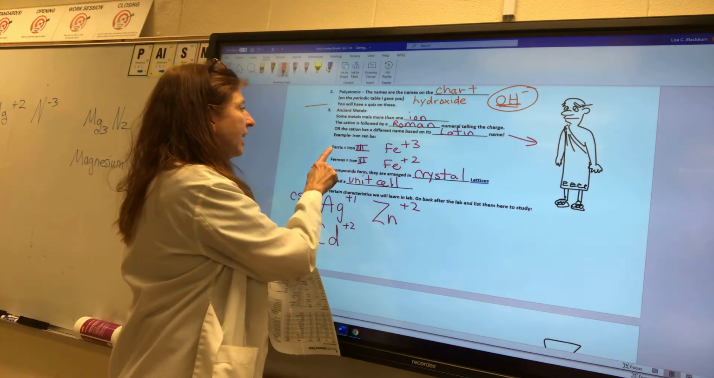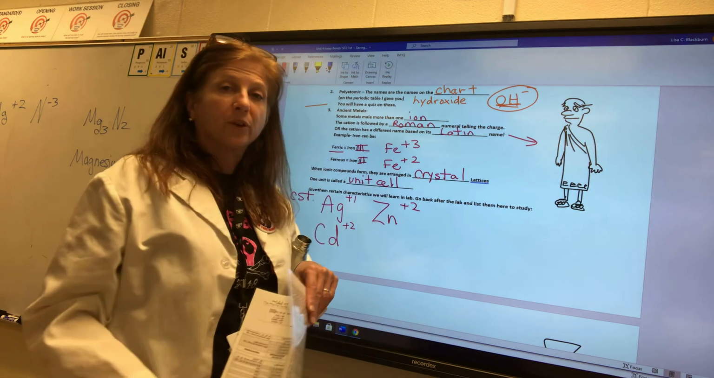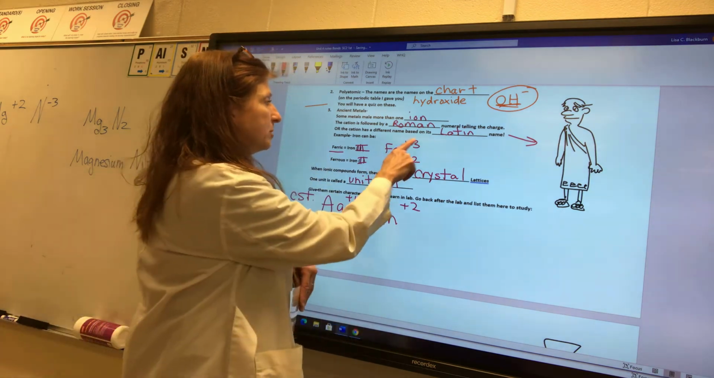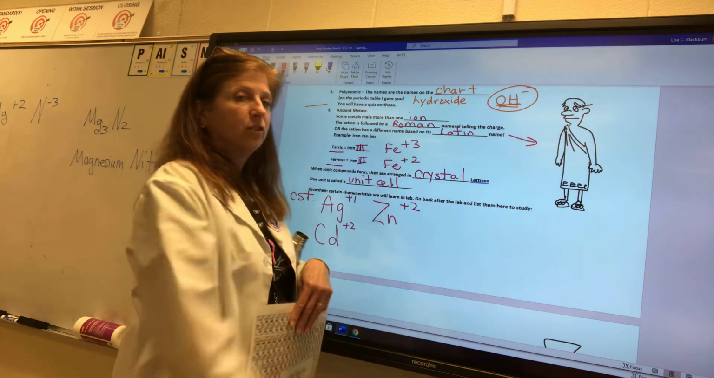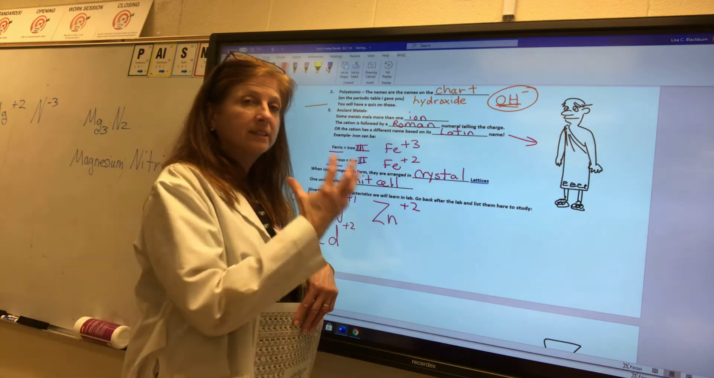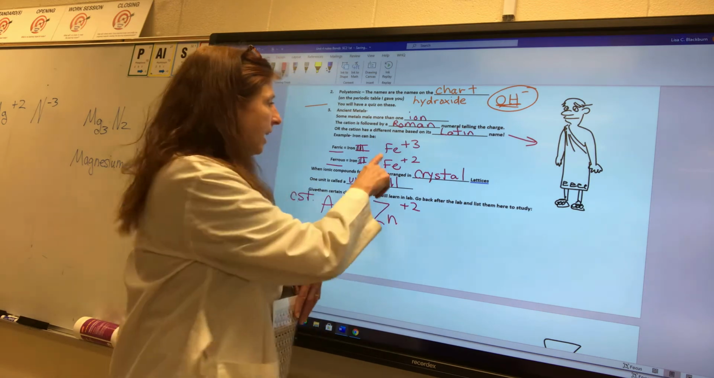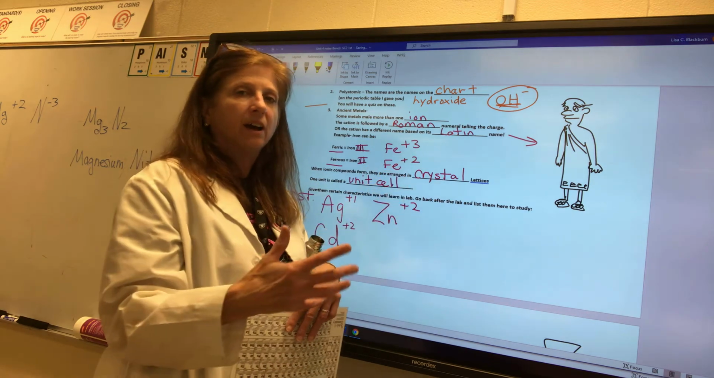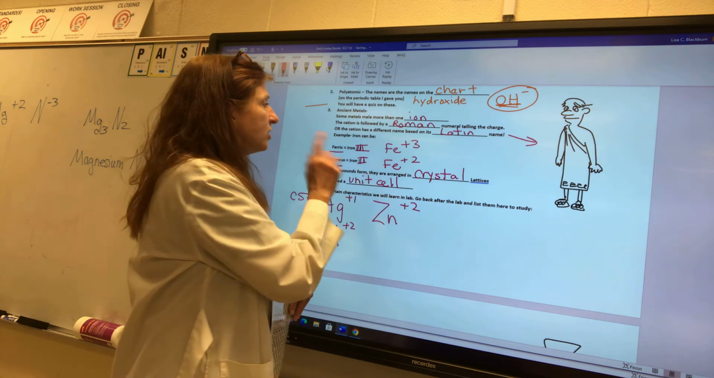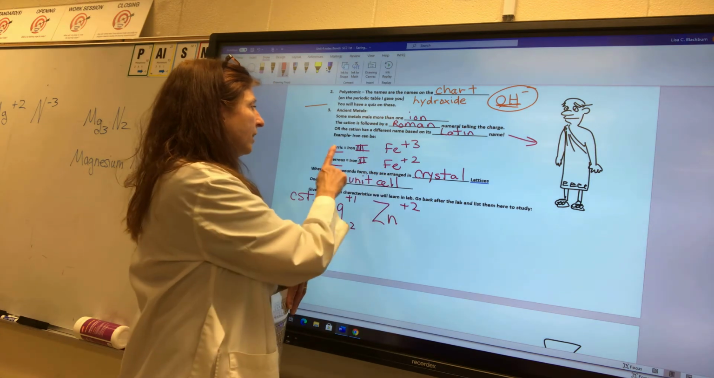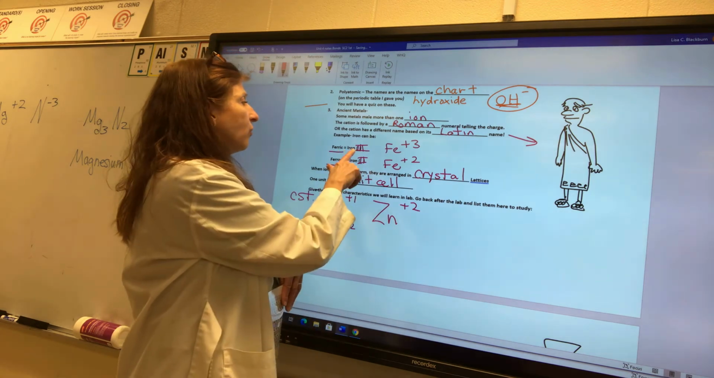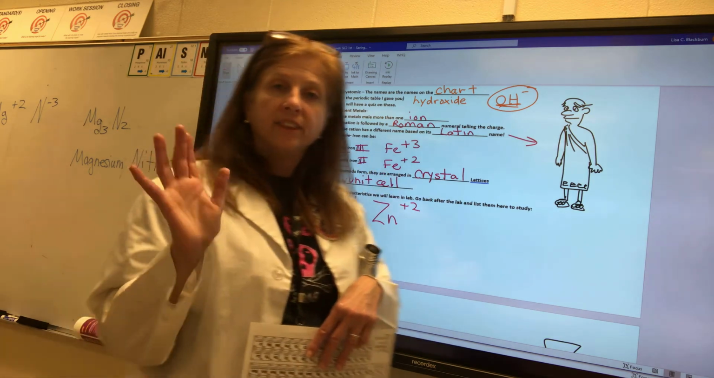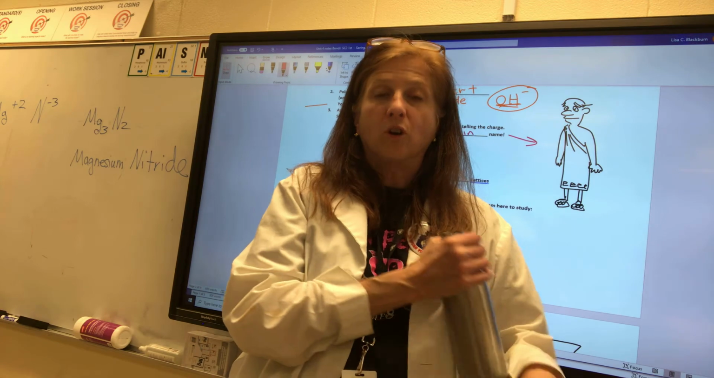So the Latin name for iron 3, the ion that makes +3, is ferric. The Latin name for iron 2, the +2 ion, is ferrous. So the name will either be like ferrous, and then the anion, or else it will be iron 3. This will make more sense when you do your homework worksheet.